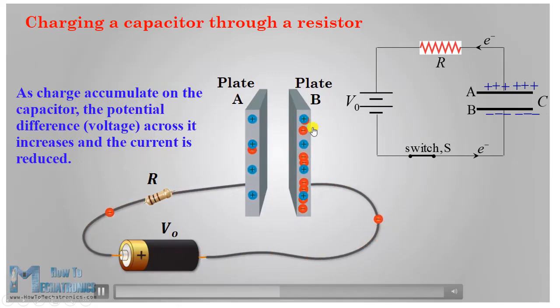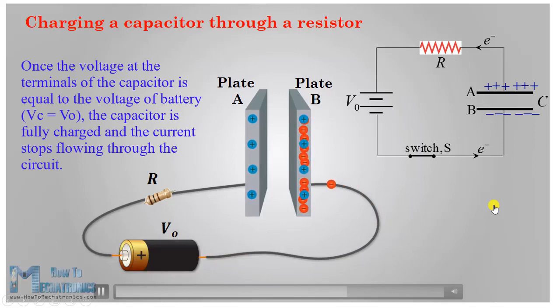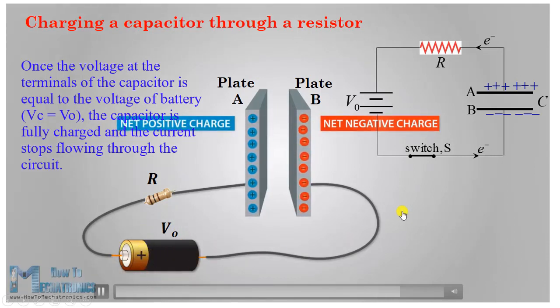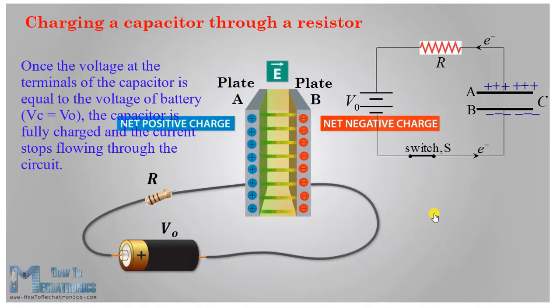As the charge accumulates on plate B of the capacitor, the potential difference across it will increase and the current is reduced. Once the voltage across the terminals of the capacitor equals the voltage of the battery, the capacitor is fully charged and the current will stop flowing through the circuit. This completes the charging process.